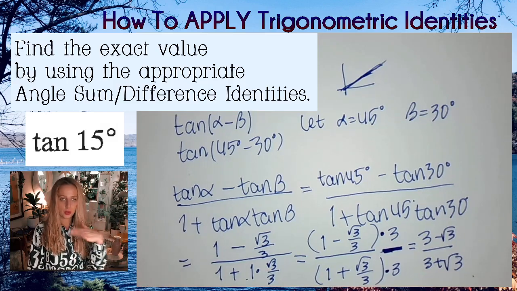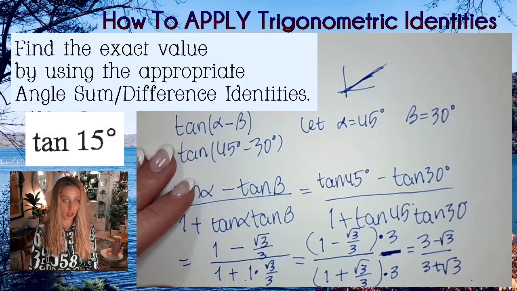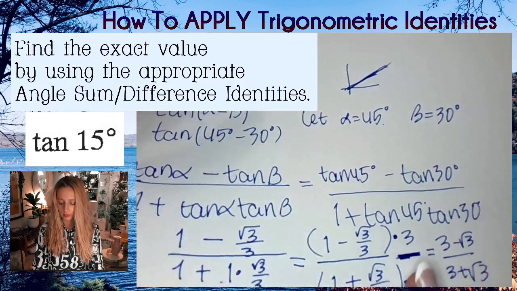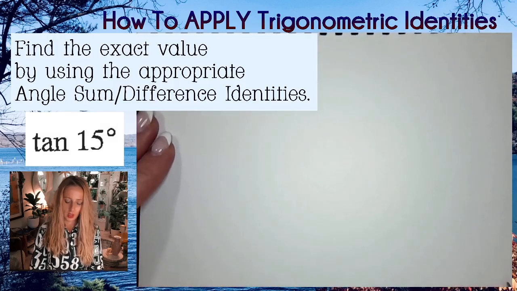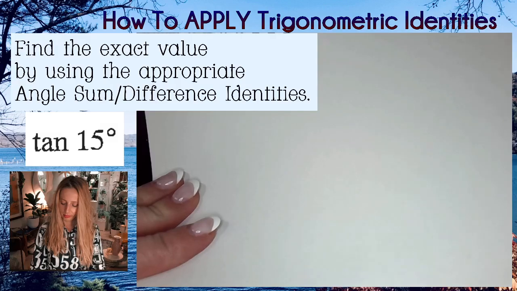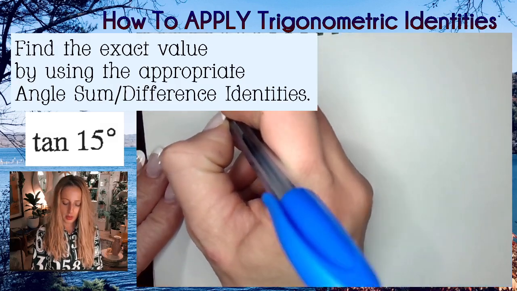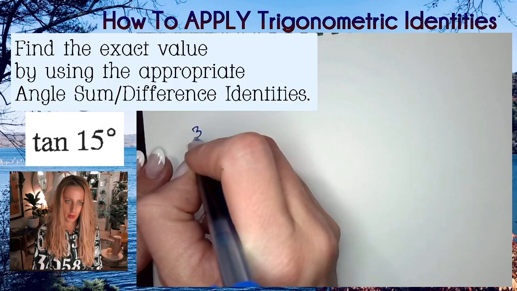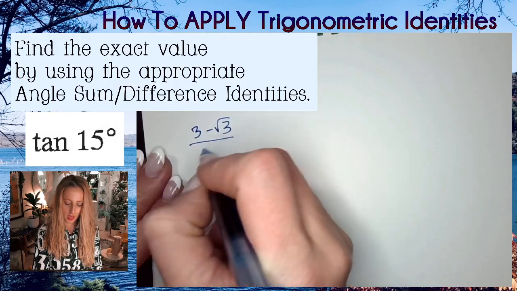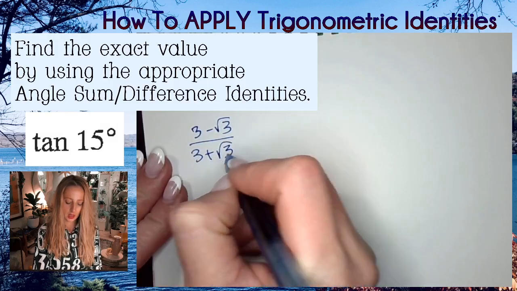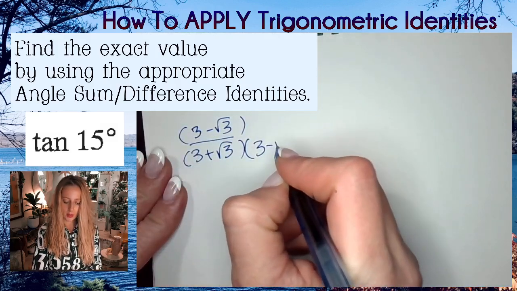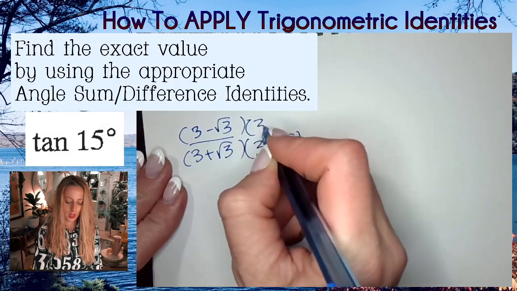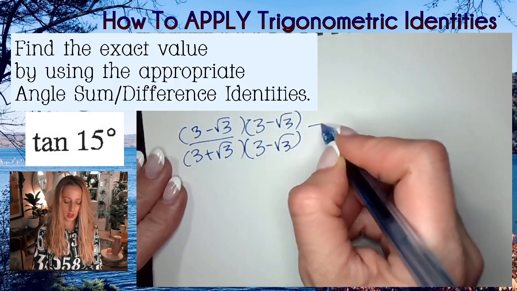So I'm going to flip to a clean page so I can start fresh. Pause if you have to. So 3 minus root 3 over 3 plus root 3. Not allowed to leave a radical in the denominator. Let's go ahead and rationalize that denominator. 3 minus root 3, 3 minus root 3.